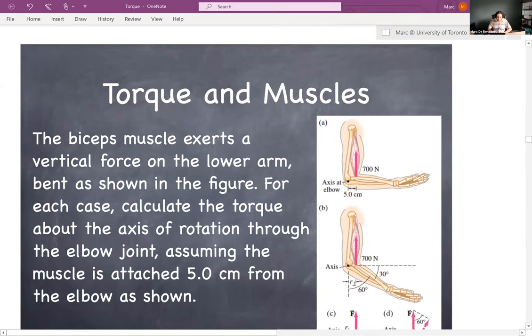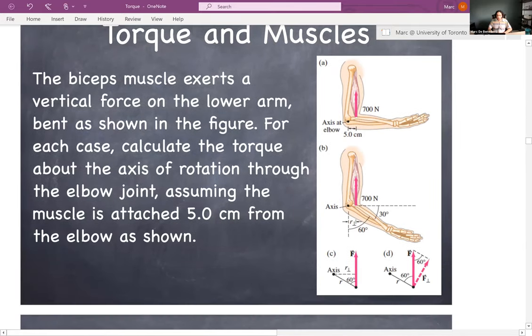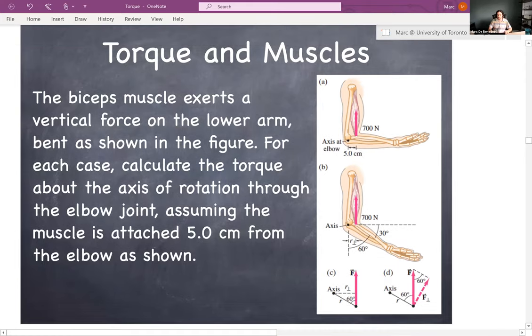Okay, another example. The torque of muscles on your body. A lot of you are pre-med, and this is why I put this example in here, because it's probably relevant for a lot of you. I'm no biology or anatomy expert, but from my basic understanding of the human body, and physics for that matter, muscles cannot push. We know this. Muscles can only contract and pull.